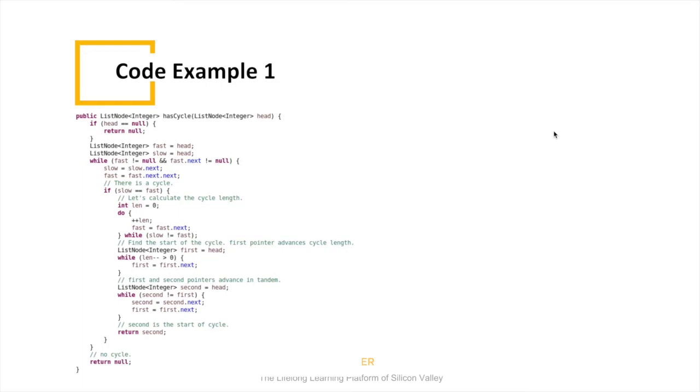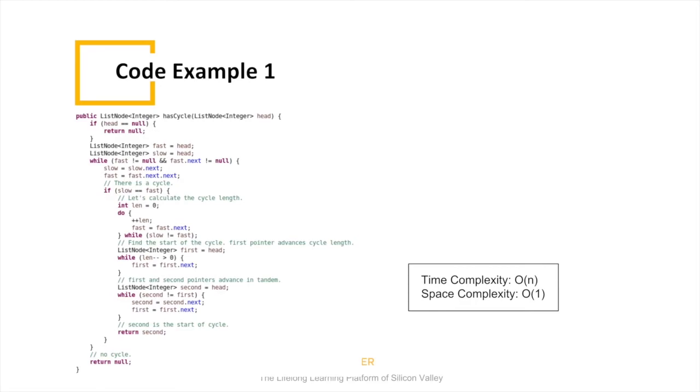Let's see the code example. We have the fast and slow pointers here. First, we advance fast by 2 and slow by 1 to find if there is a cycle. If a cycle exists, we calculate the cycle length by moving fast pointer. Next, we use two more pointers called first and second. We move first pointer by cycle length steps. Then, we move first and second pointers together until they meet. Finally, we return second as it is the start node of the cycle. If there is no cycle, we return null.